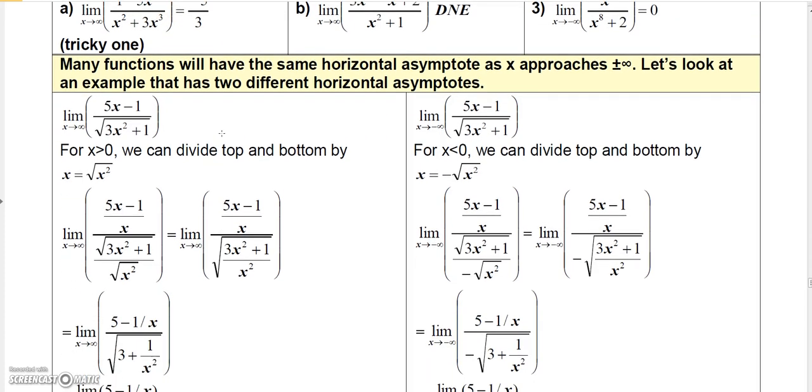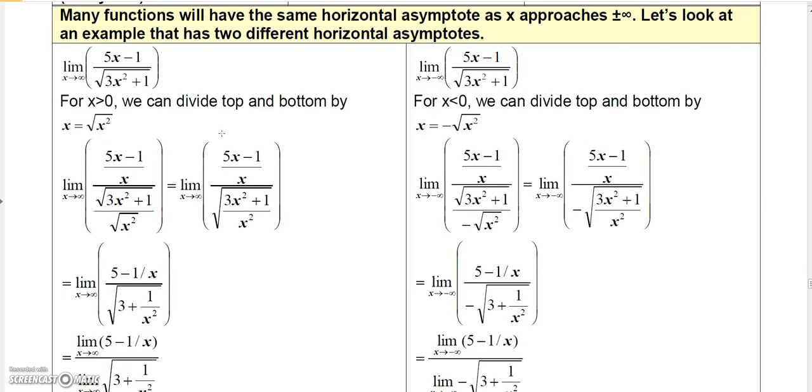All right, now I want to end this with one last statement. Many functions will have the same horizontal asymptote as x approaches infinity or negative infinity. So if you go back and look at the first couple we looked at, as x approached infinity or negative infinity, the limit went to the same number.